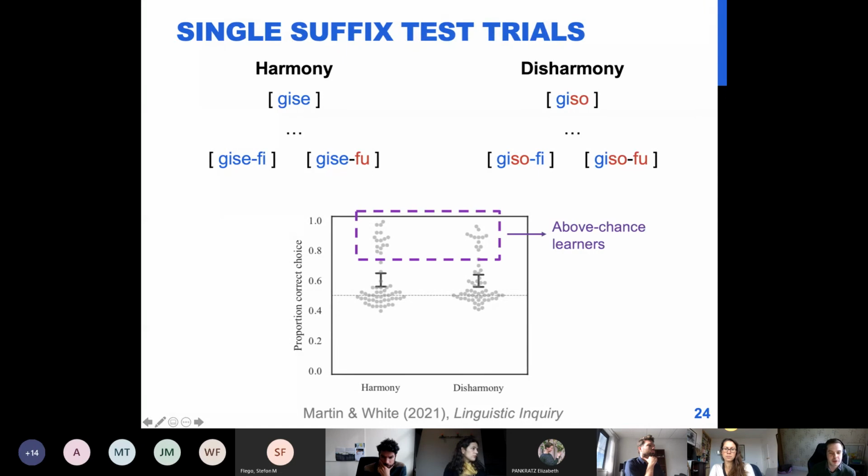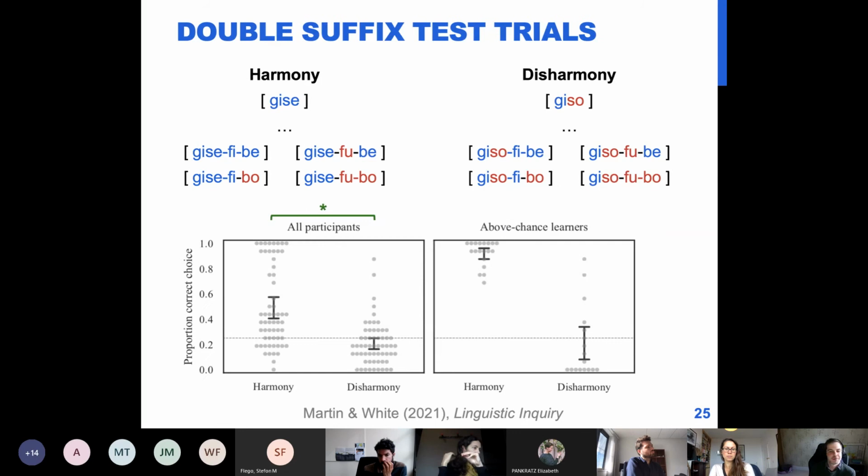So we said, we really want to know what this subset of people did that we can show statistically actually learned something. So they were above chance in their performance. We want to know what those people did. So we did a subset of the analysis here, and we looked at what those people did on the double suffix trials. And you can see here we get a remarkable disparity in what people have done. So these are the people that we're really confident learned something.